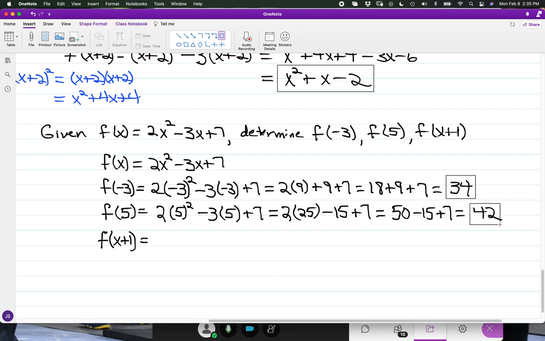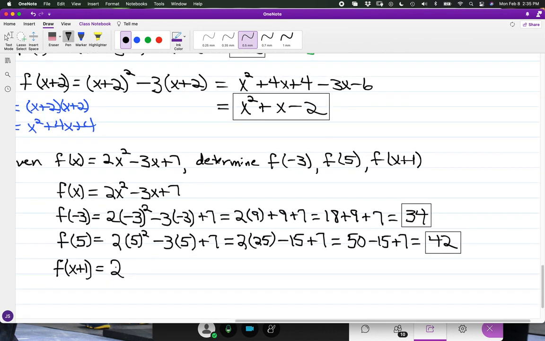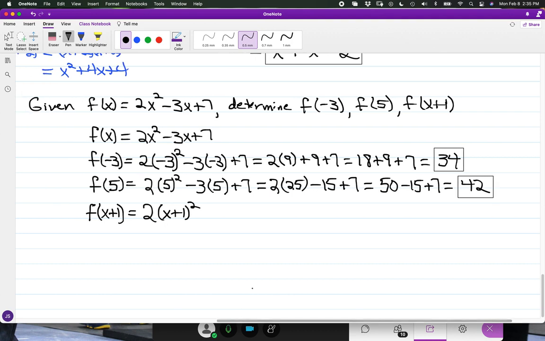Now, for the general expression going from x to x plus 1, if we're looking at what the variable expression output is going to be, I'm going to have 2 times the square of x plus 1, minus 3 times the quantity of x plus 1, followed by the addition of 7. So for 2 times the square of x plus 1, we have 2 times, again, x plus 1 times x plus 1, which is going to be x squared plus 2x plus 1.